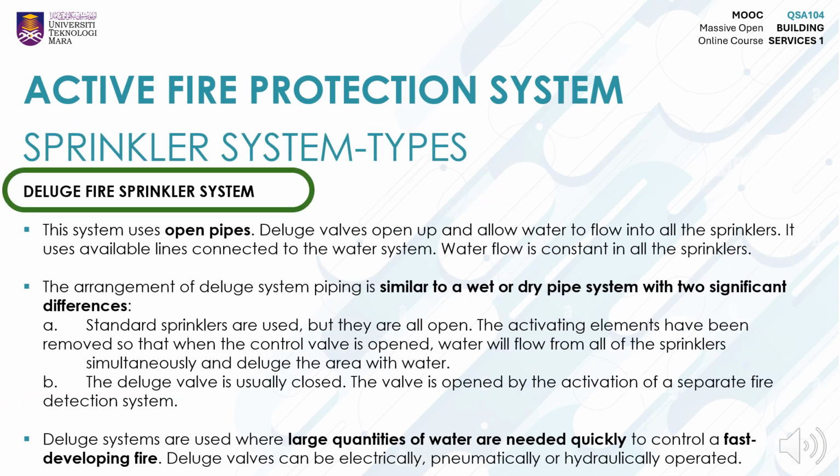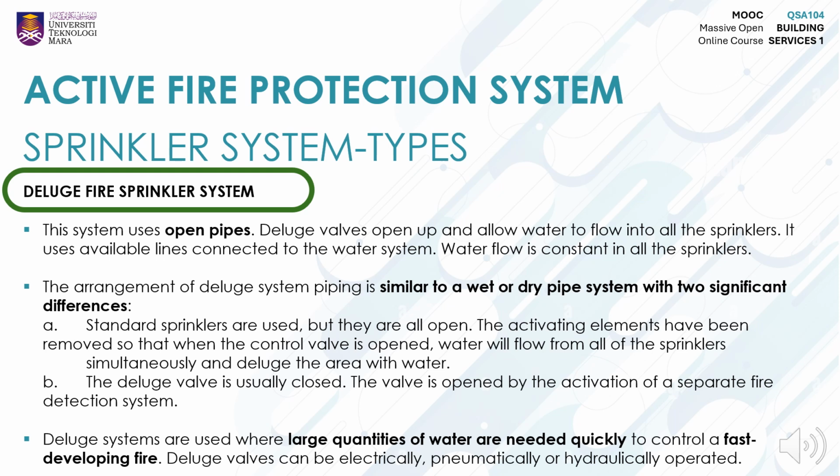Next one is deluge fire sprinkler system. This system uses open pipes. Deluge valves open up and allow water to flow into all the sprinklers. It uses available lines connected to the water system. The arrangement of deluge system piping is similar to a wet or dry pipe system, with two significant differences. First, standard sprinklers are used, but they are all open.